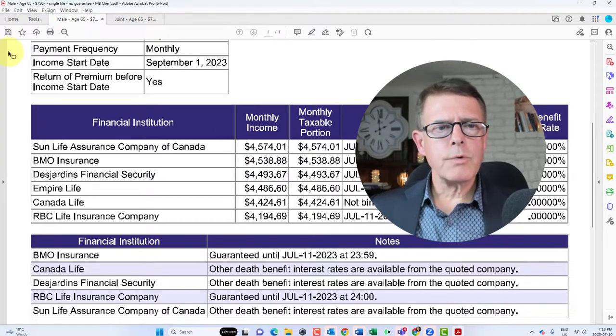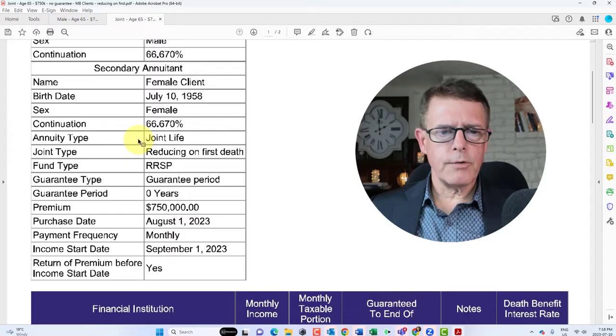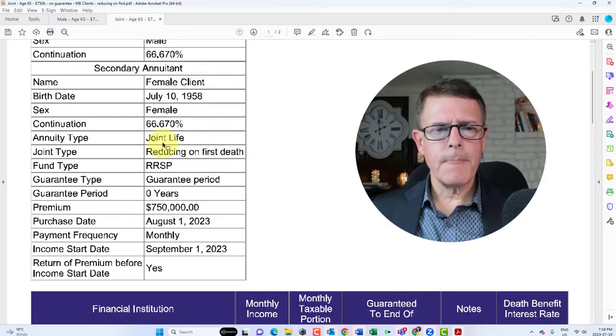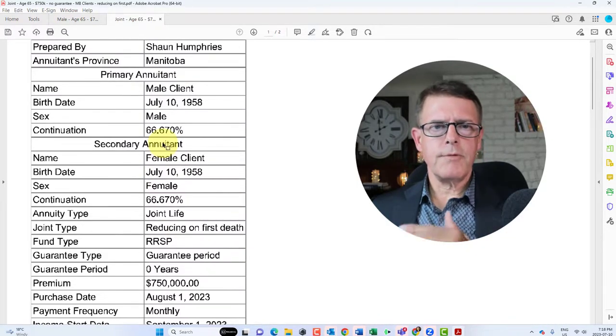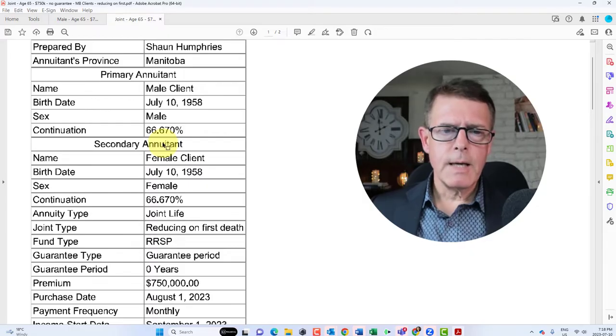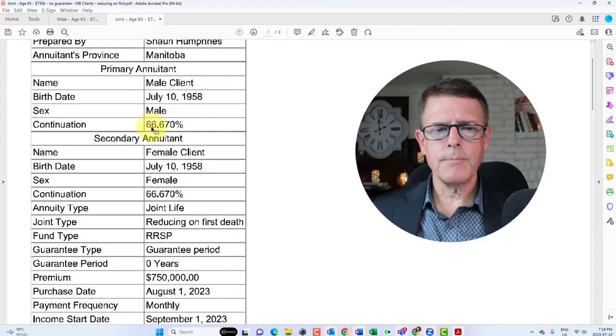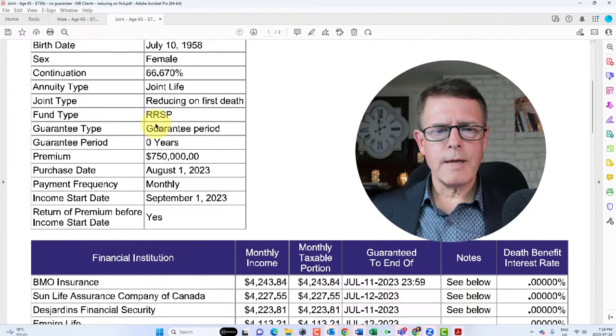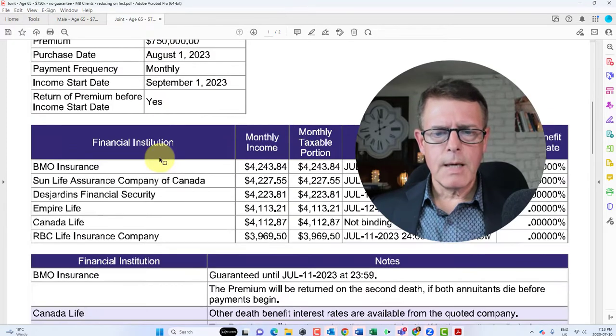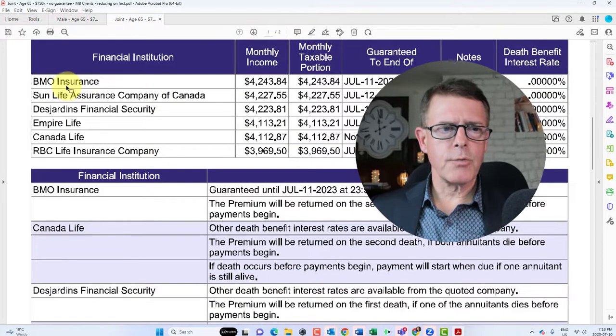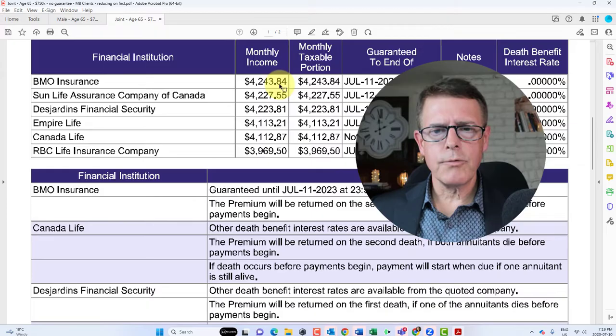Now, the other option we'll take a look at is a joint annuity. So it's reducing on the first to die. We've got a male and female, both age 65, and upon the first to die, there will be a continuation of the income of 2/3 the original income. So with that situation, again, it's $750,000 of premium. And you can see right here that the best rate in this situation was not Sun Life, but Bank of Montreal. The monthly income was $4,243.